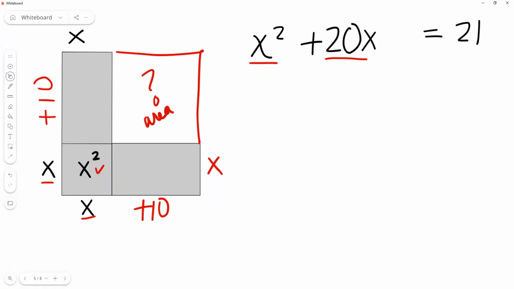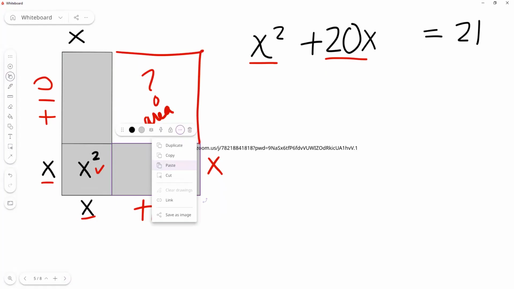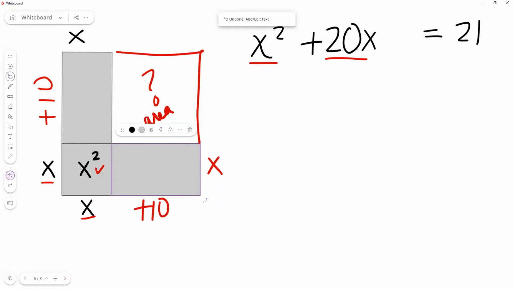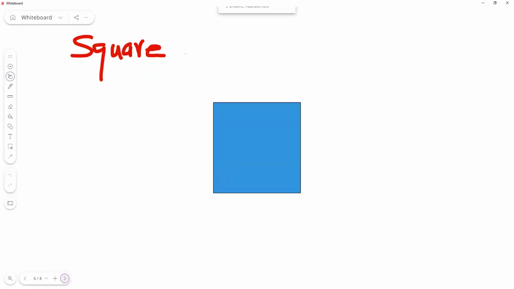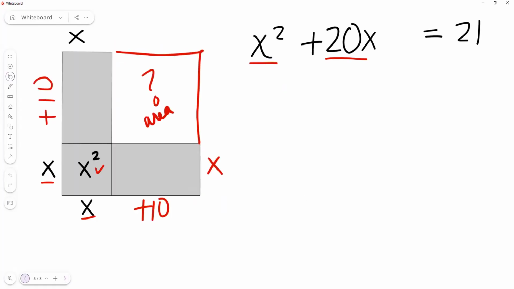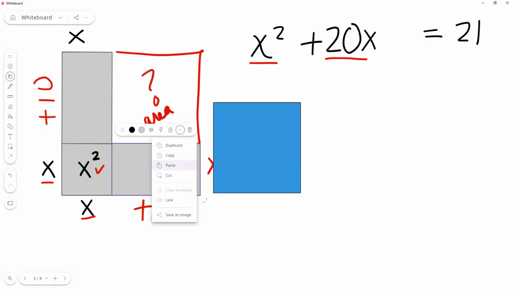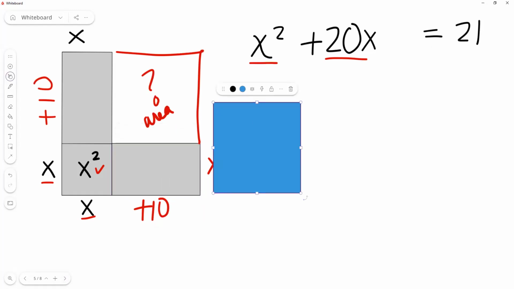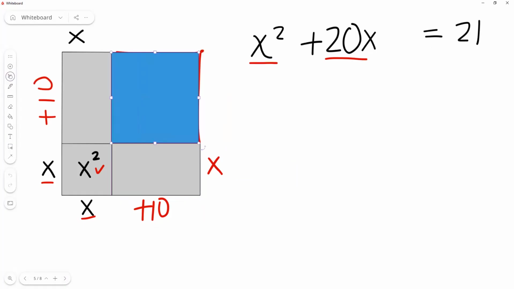So I need to find out what's the area that I need to add to complete the square. Now, let me see if I can get this to pop up. Nope, it didn't work. Okay, so I gotta go and grab it. All right, so I need a square. I'm gonna use this one. And now I'm gonna go back here and paste it here. So here is the square that we need. So we need to figure out what is this area that we need to add in here in order to complete it and make it into a bigger square.